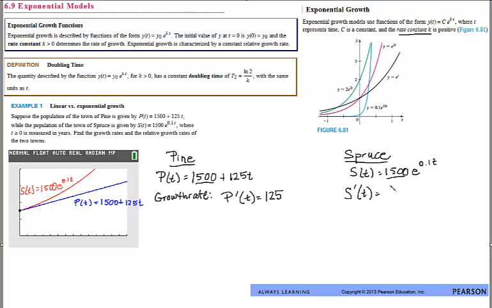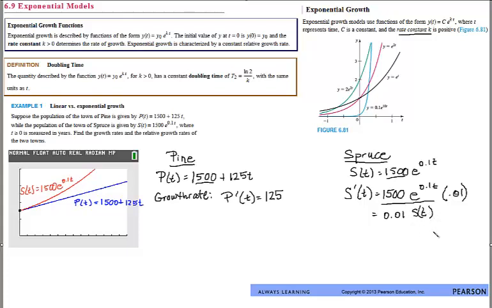I'm going to take this derivative, which is just a constant times an exponential. So take the derivative of the outside, leave the inside alone, and then multiply by the derivative of the inside. So that's going to be e to the 0.1t times the 0.01. You'll notice that this is S of t. So the growth rate of this town Spruce is 0.01 times S of t.